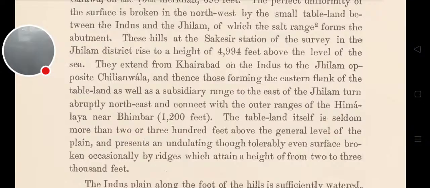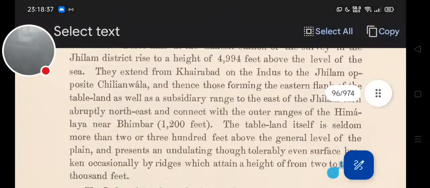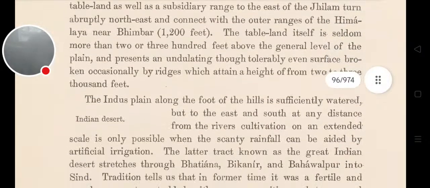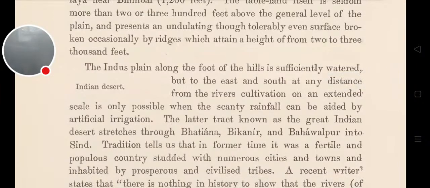They extend from Khairabad on the Indus to the Jhelum opposite Chilianwala, and thence those forming the eastern flank of the tableland, as well as a subsidiary range to the east of the Jhelum, turn abruptly northeast and connect with the outer range of the Himalaya near Bhimber at 1200 feet. The tableland itself is seldom more than 2 or 300 feet above the general level of the plain and presents an undulating, though tolerably even surface, broken occasionally by ridges which attain a height of from 2 to 3,000 feet.